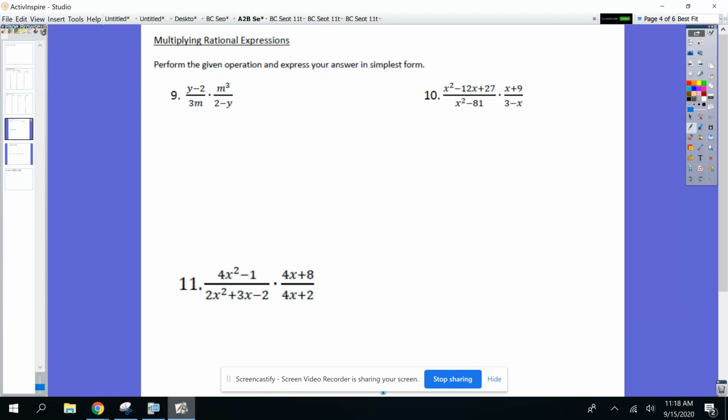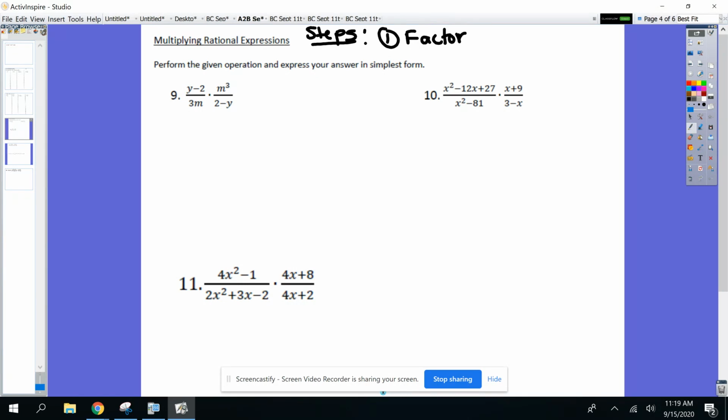Multiplying. All multiplying is a bunch of simplifying, a bunch of crossing out. That's it. So the first thing, I'm going to give you a couple of steps when you multiply. First step, if you can, try to factor. Try to factor if you can.